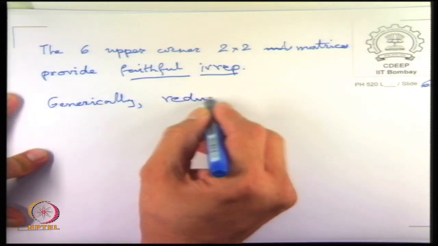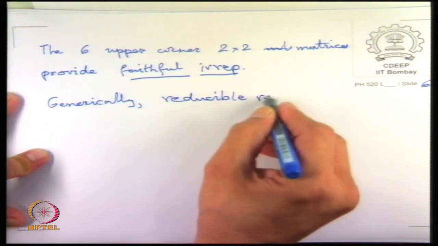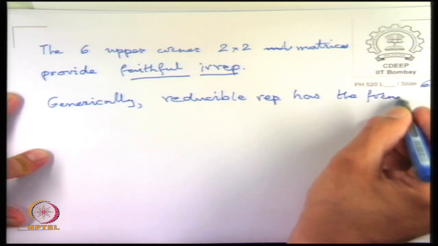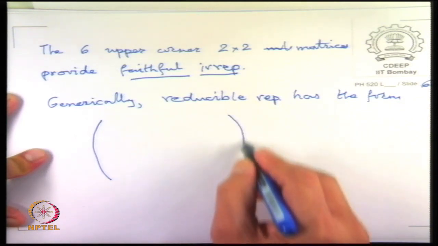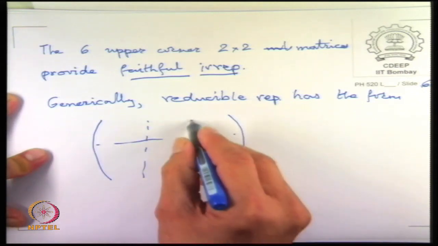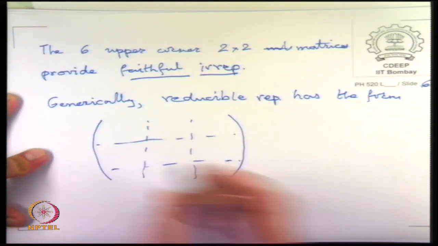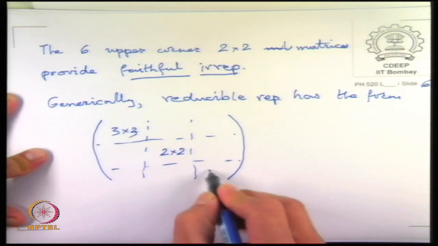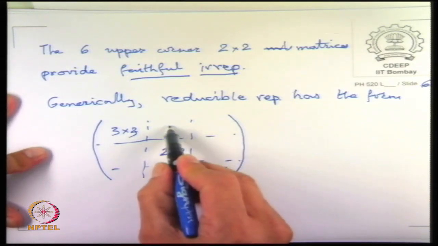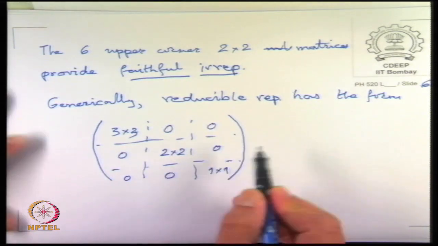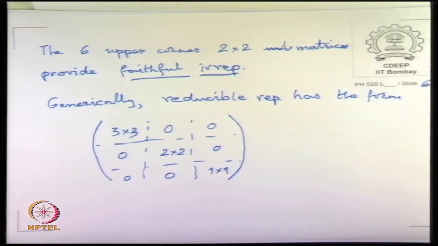So, generically a reducible representation has the form of a block matrix. Okay, so it can be 3 by 3, it can be 2 by 2, it can be 1 by 1. And then these entries all have to be 0 matrices of corresponding sizes. Okay. So, this is called a reducible representation.